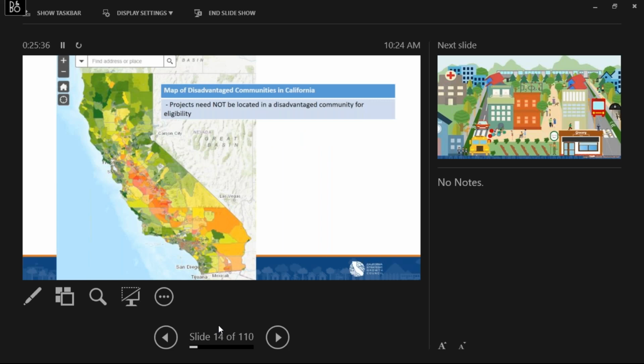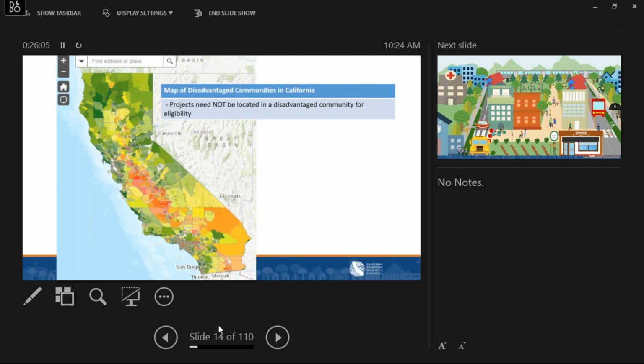So this is a map of California with an overlay of CalEnviroScreen 3.0, which basically looks at a number of indicators surrounding health and pollution burden, and kind of ranks each census tract in the state. And the top 25% most impacted communities are what we consider disadvantaged communities.